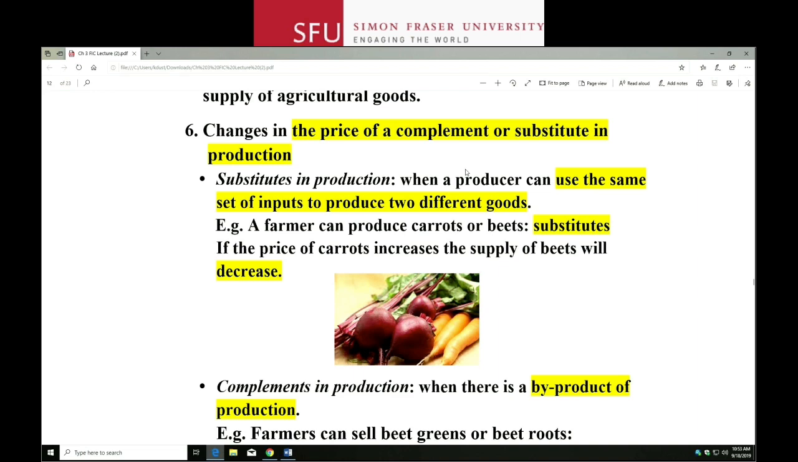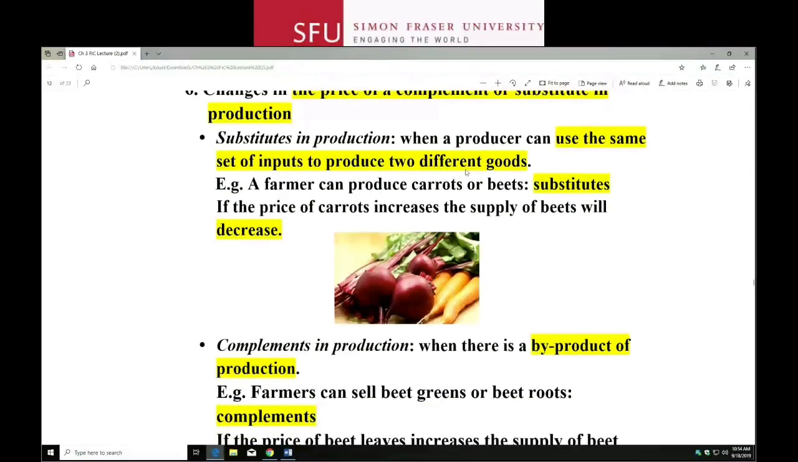Anyway, okay, here the example is the beets. Now carrots, apparently you can eat carrot leaves, although I've never done it. Has anyone ever eaten a carrot leaf? No. Okay, but beets, it is much more common to also eat the leaf. The leaves are delicious and the roots are delicious. So you can have two markets for the two different things, the market for the leaves and the market for the root. Farmers can sell beet greens or beet roots, and they're grown at the same time, so that would be a complement. Those would be complements in production.